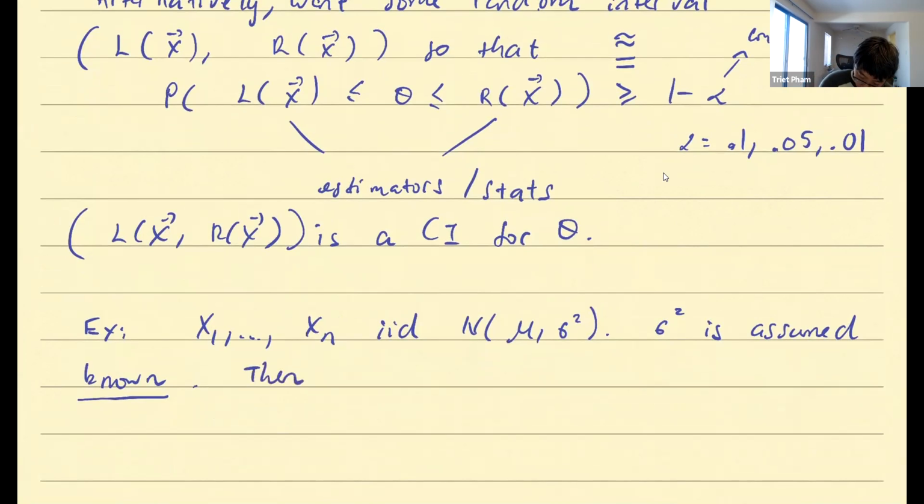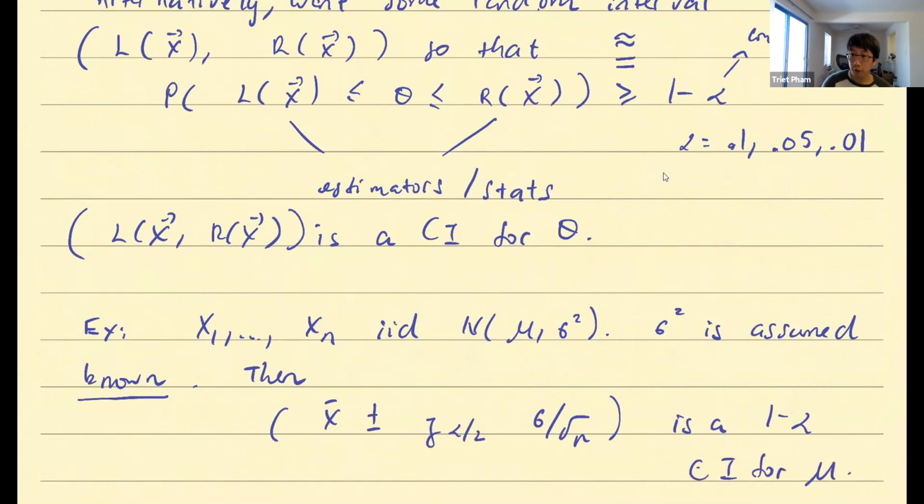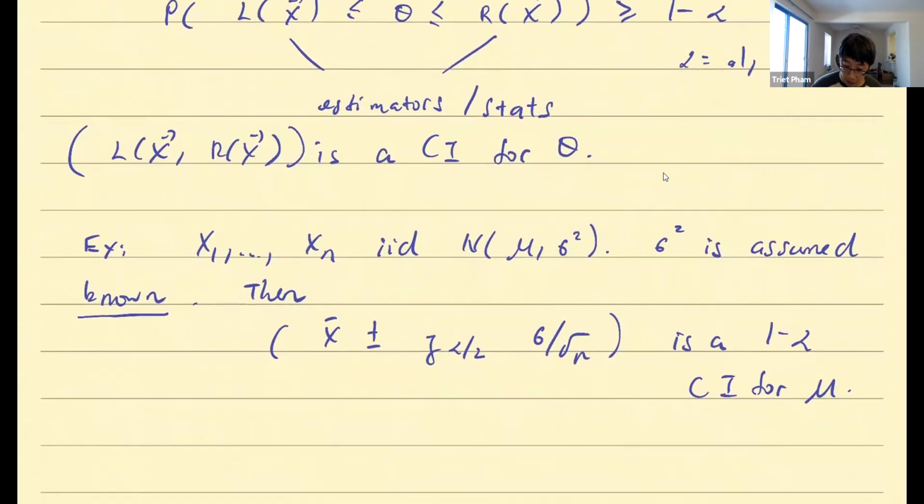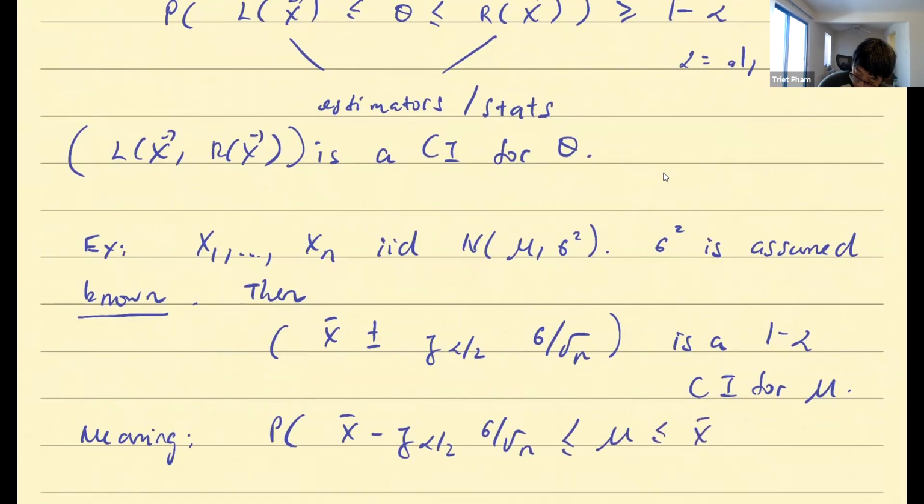So if you assume that sigma is known, or sigma squared is known, doesn't matter, same thing, then this is a confidence interval for mu with 1 minus alpha level. So what do I mean by this? What I mean is that the probability that this happened is 1 minus alpha.